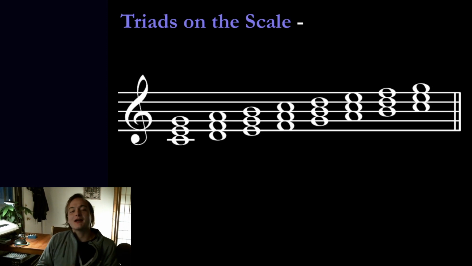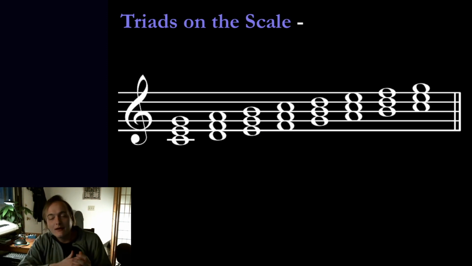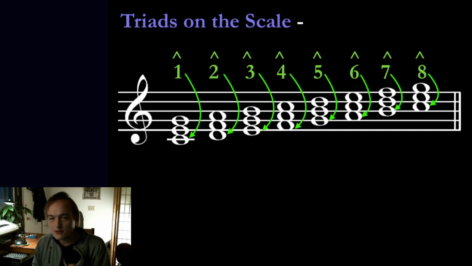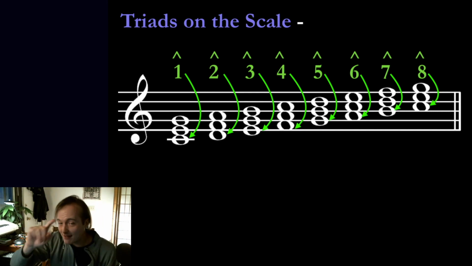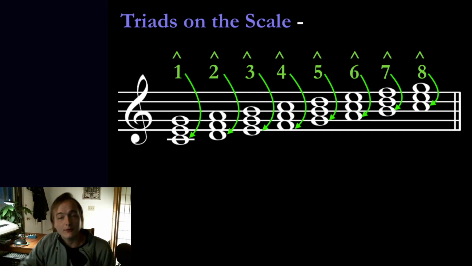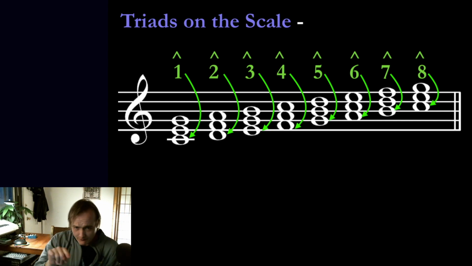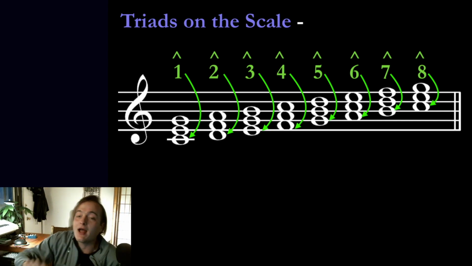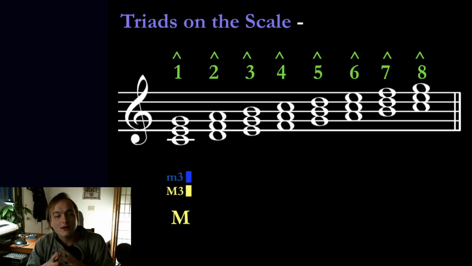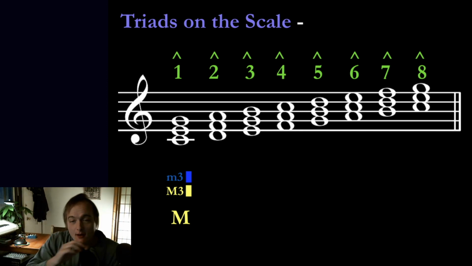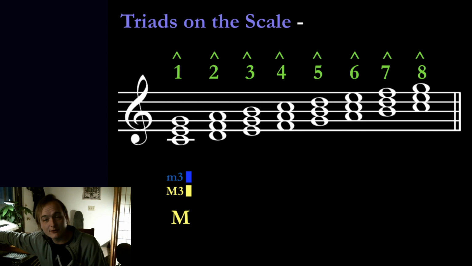Now let's take a look at triads on the scale, because if we take our scale degrees, 1, 2, 3, 4, 5, 6, 7, 8, and we build triads, in other words, we stack thirds on top of each scale degree in the C major scale, you can see the root note, the bottom note, is C, D, E, F, G, A, B, C. In other words, the C major scale. If we start to figure out what is the quality of each of these chords, we already have learned the first one is C major. That is a major chord, C major. But what would the next one be?